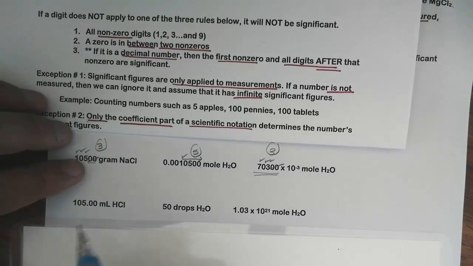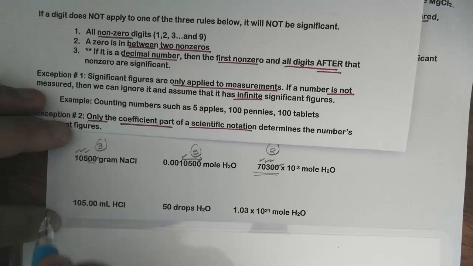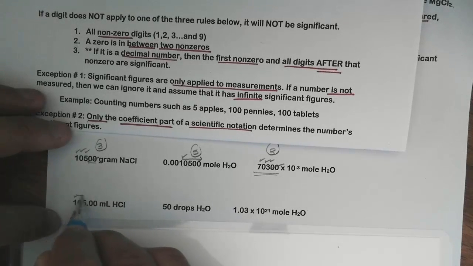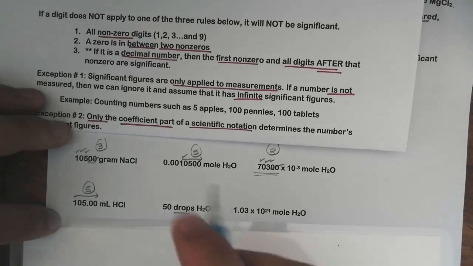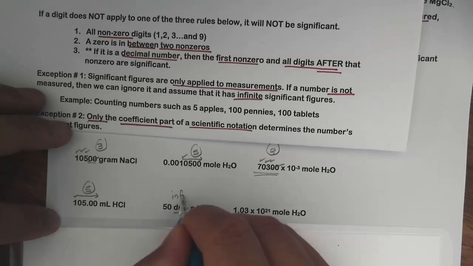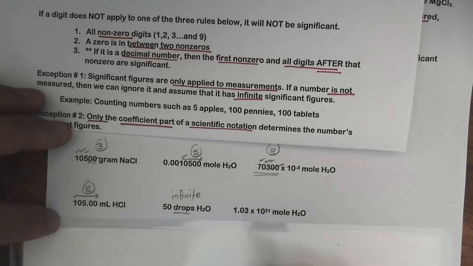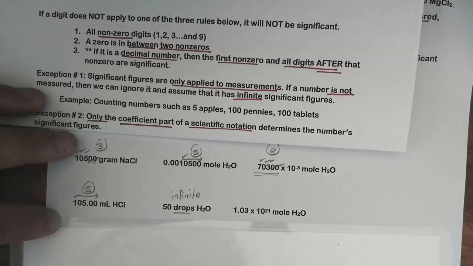Let's try another one. How many sig figs do we have? This is a decimal number. So the first non-zero is this one right here, and count all the way to the very end. 1, 2, 3, 4, 5. So we have 5 sig figs. And here we have 50 drops of H2O. Now look at the word drops. In order to determine the number of drops, we have to count 1 drop at a time. So in this case, they have an infinite number of significant figures because we can prove every single drop.